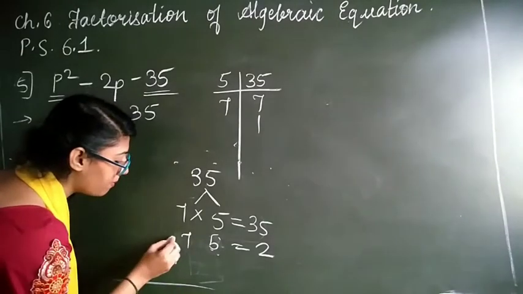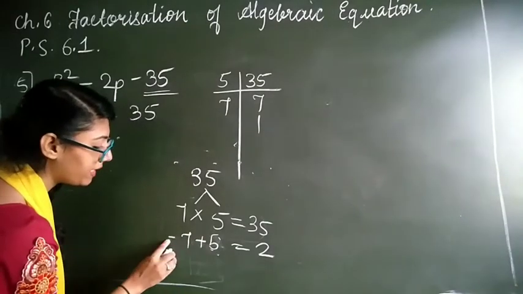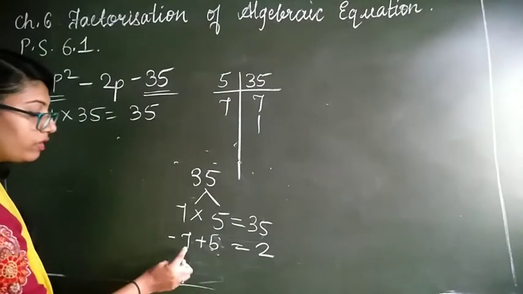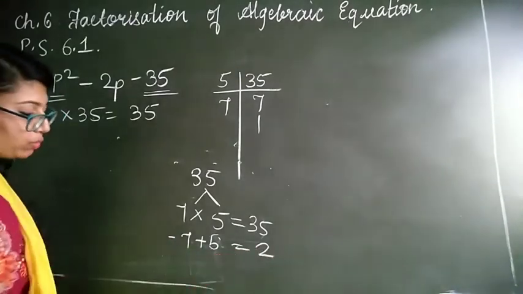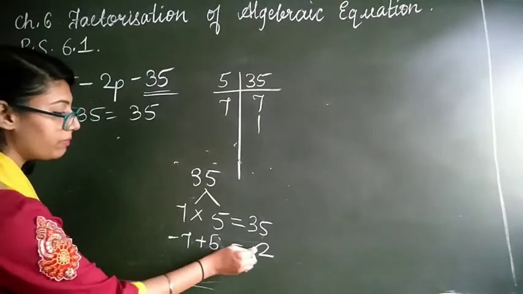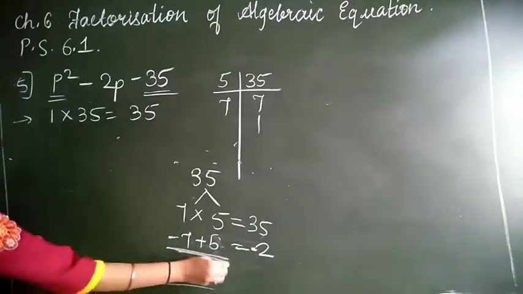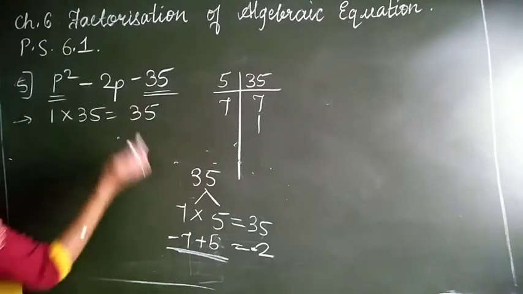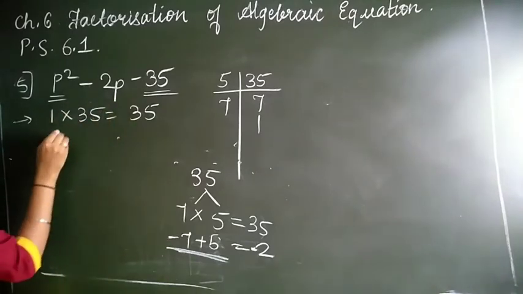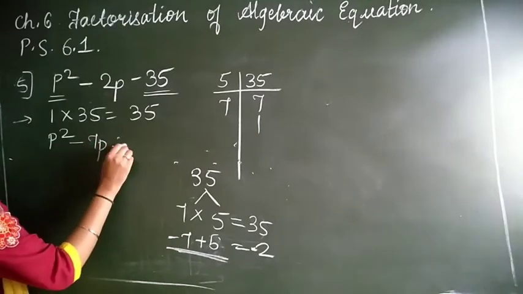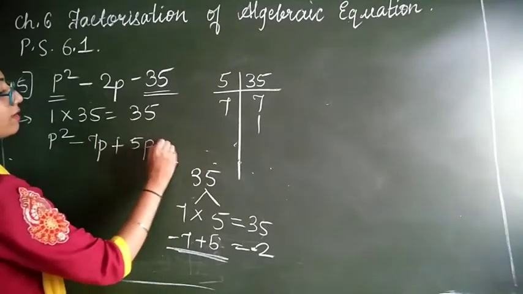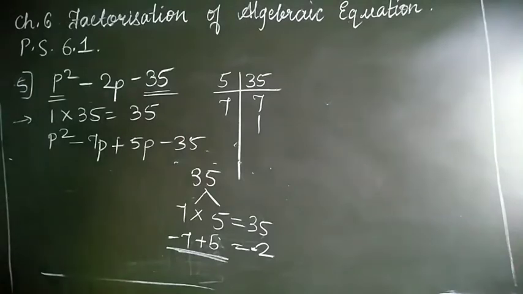So minus and plus. Minus into plus will be minus. So we will do the subtraction of the terms. 7 minus 5 will be 2 and the greater number sign will be minus. So we will substitute these in the term of minus 2: p square minus 7p plus 5p minus 35.